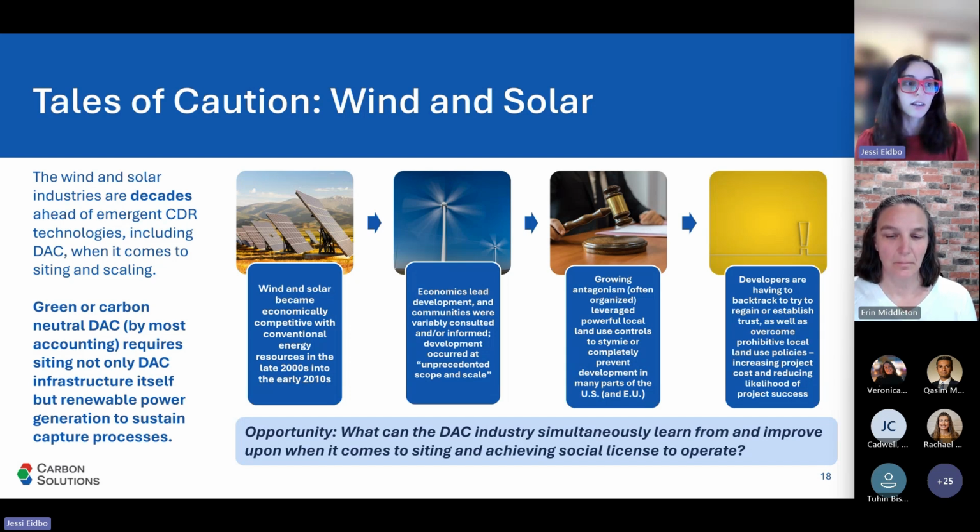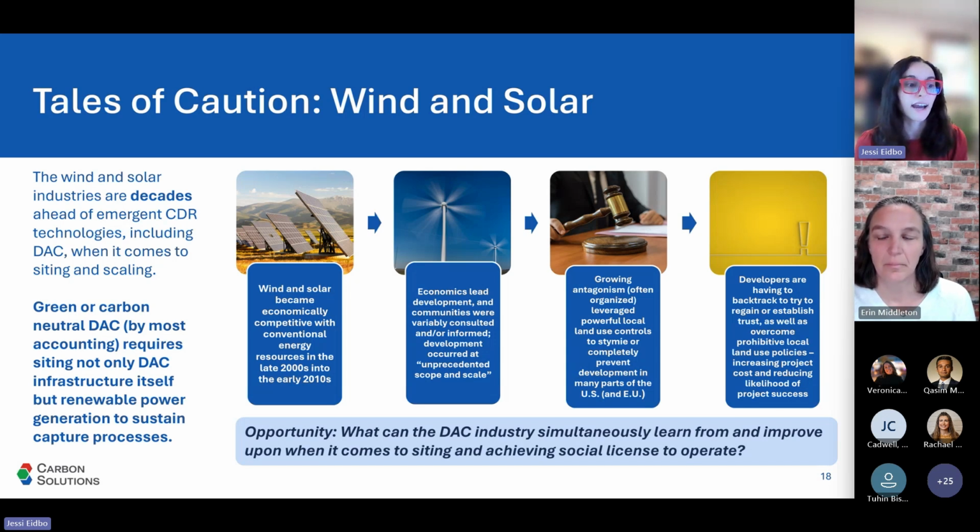And I think here is where, moving through that policy landscape change, developers in the wind and solar industry, in many instances, are now having to backtrack to regain or establish trust, or to overcome prohibitive local land use policies, increasing project costs and reducing the likelihood of project success. And obviously, we are still seeing these types of projects move forward. It's just in a relatively complex environment compared to what we saw 20 years ago.